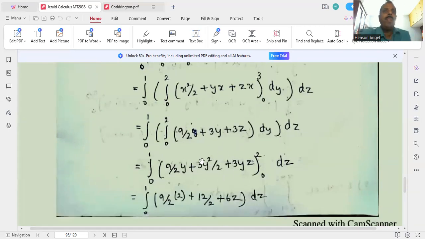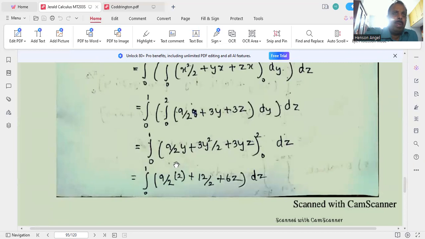Here we have to apply the upper limit 2 for y because we have integrated with respect to y. So we apply upper limit 2 and lower limit 0 for y. Now applying the upper limit 2 for y, that is 9 by 2 into 2, plus 3 into 2 square, that is 4, 4 into 3, 12, 12 by 2, plus 3 into, now we apply the limit 2 for y, so 3 into 2, 6. When you apply the lower limit 0 for y, we get 0, so we need not write that term.